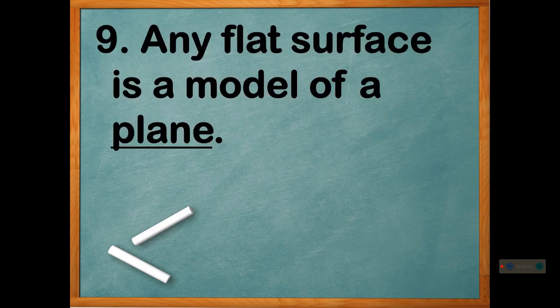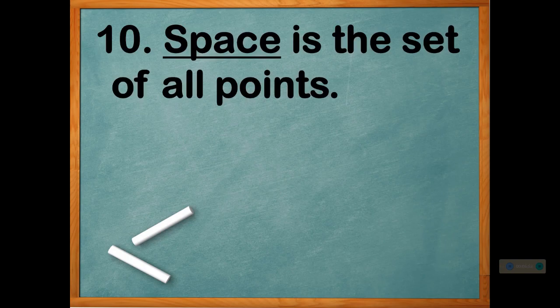Correct. Next, number 9: any flat surface is a model of a plane. Is this true or false? That's correct, this is true. And for the last, number 10: space is a set of all points. Correct, this is also true.